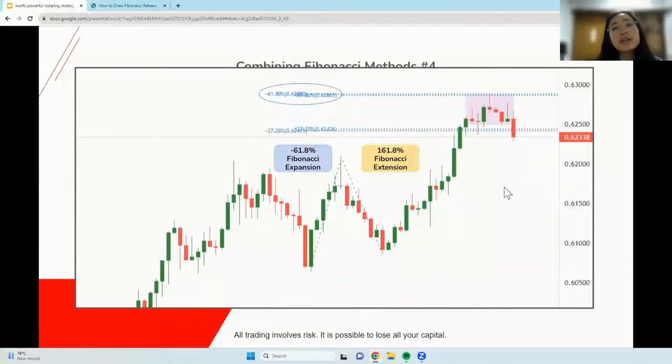Okay, so we're combining Fibonacci methods again. In this example, Fibonacci expansion. So you can see the lightning bolt shape here. And we have a minus 61.8% and the 161.8% Nike tick. So you can see the tick here. Okay, and we are projecting it to reverse off of this confluence area here.